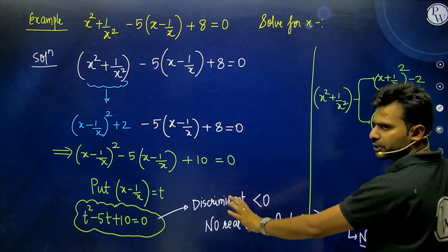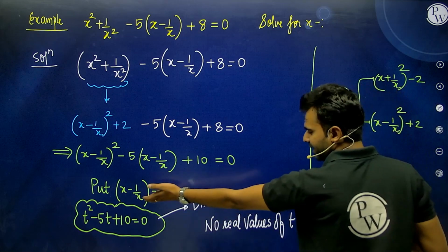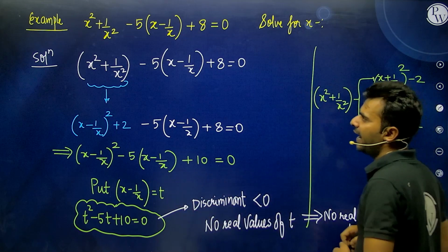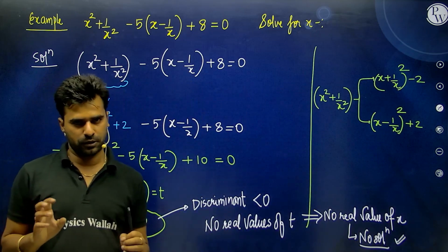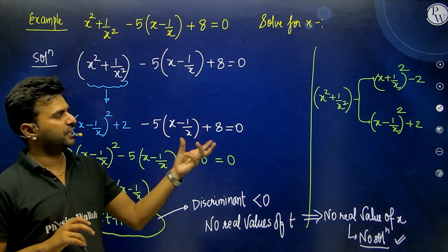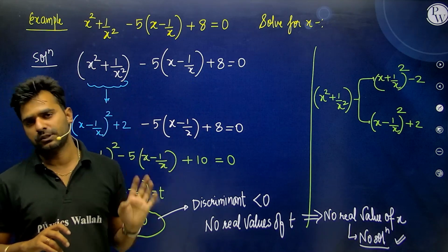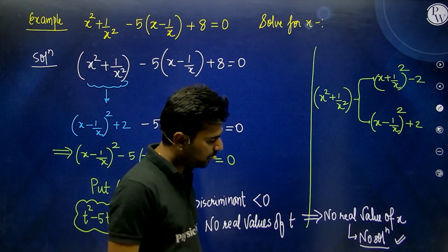I hope you understood this, that the values of t are non-real in nature, so the value of x is also going to be non-real in nature. And we talk about non-real values only in the chapter complex numbers. Except that, in every chapter we say no solution if there is no real solution. So the question will have no real solution.